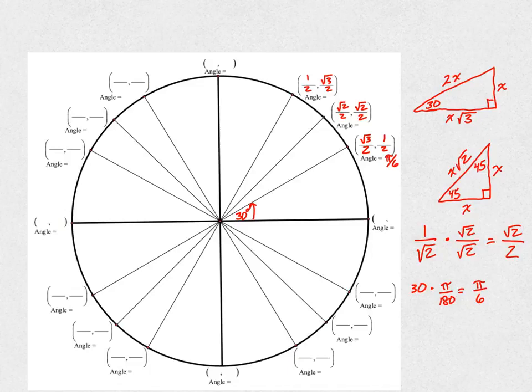All right, so the next point right here, that was a 45-degree angle, and if you multiply 45 times pi over 180, that's going to reduce to pi over 4. And then the third angle, we used a 60-degree angle, so 60 times pi over 180 will reduce to pi over 3. All right, so then the angle up here at top, this is a 90-degree angle, which is 90 times pi over 180, or pi over 2.